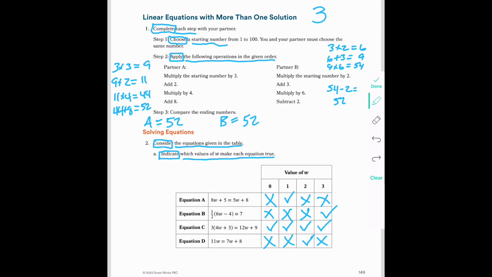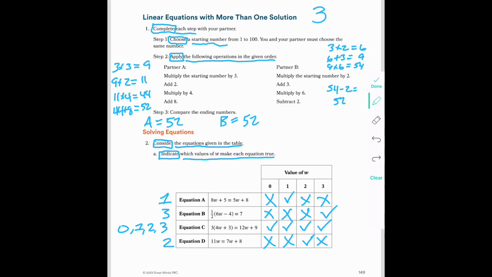Okay, so if we tally the results on the side, we know for equation A, 1 is the only answer. For equation B, 3 is the only answer. For equation C, 0, 1, 2, and 3 all work. And for equation D, 2 is the only answer.